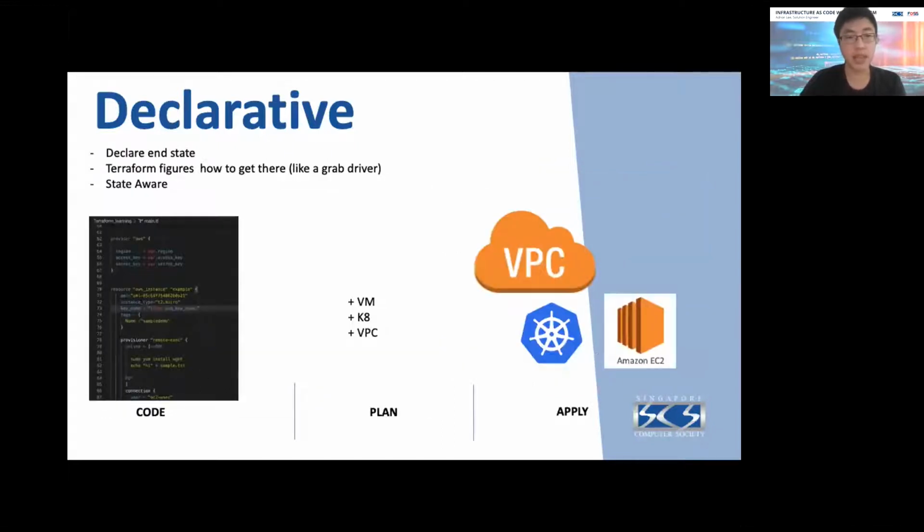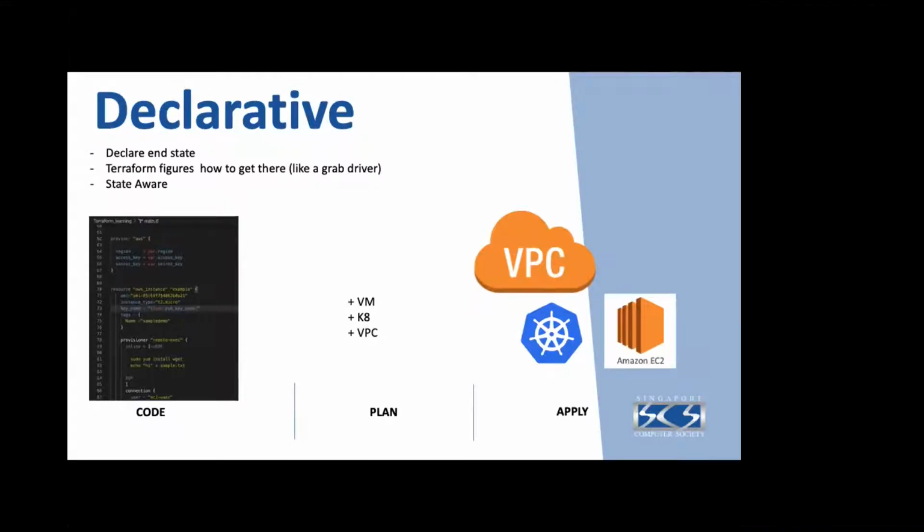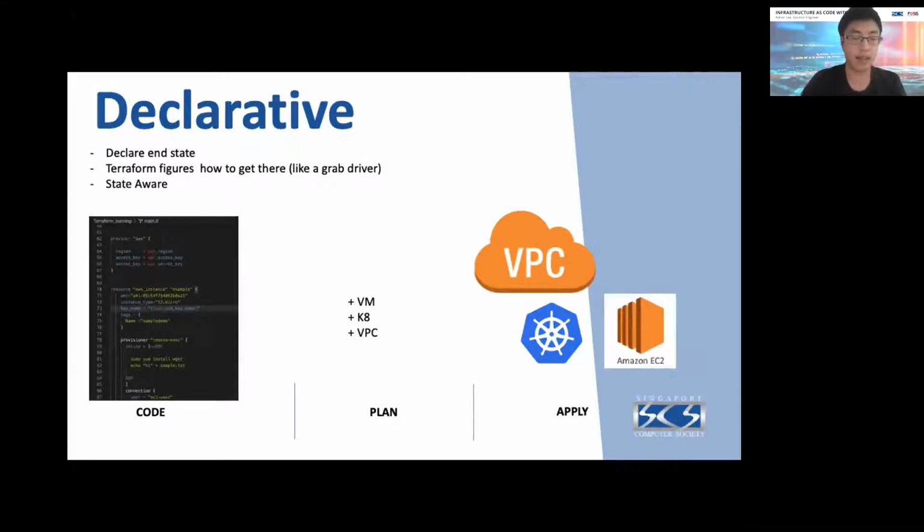Another thing about declarative is that we declare the end state. For example, I want 15 servers and I want 15 EC2 instances in, let's say, AWS. Terraform figures out how to get there, like a Grab driver. You leave the Grab driver to figure out how to transition from a state where you have no infrastructure into a state of 15 infrastructure or 15 VMs.